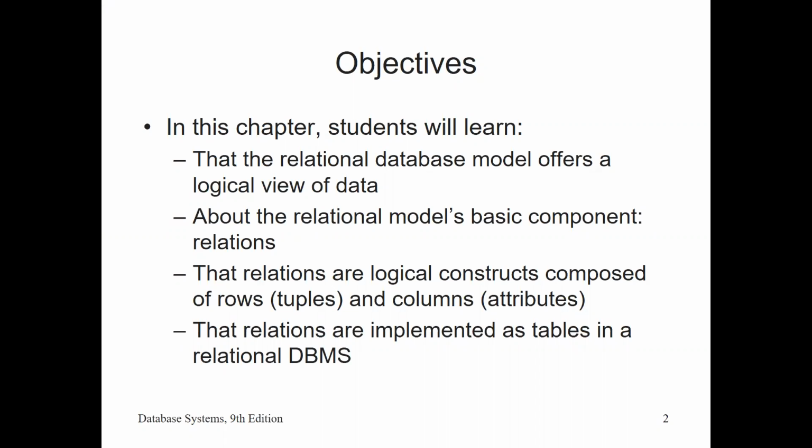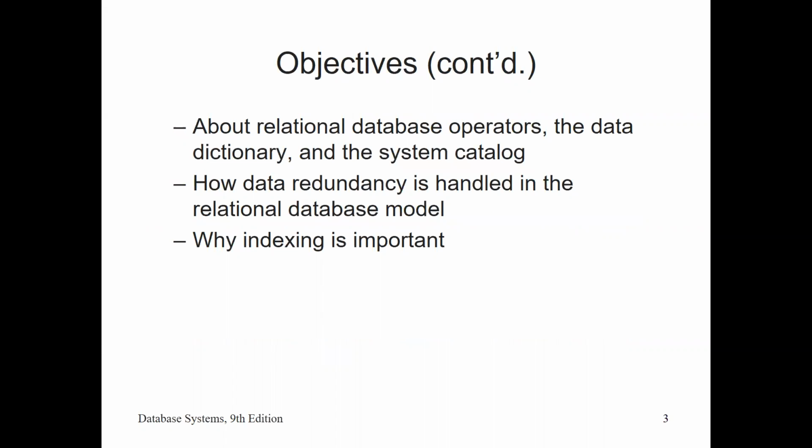Second objective is about the relational model's basic component, relations. Third, that relations are logical constructs composed of rows, tuples, and columns, which are also called attributes. Fourth, that relations are implemented as tables in a relational database management system.